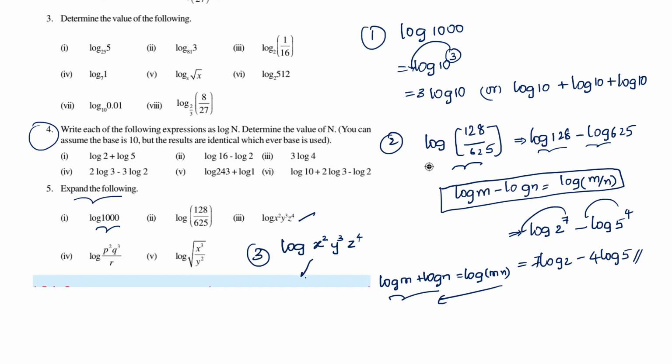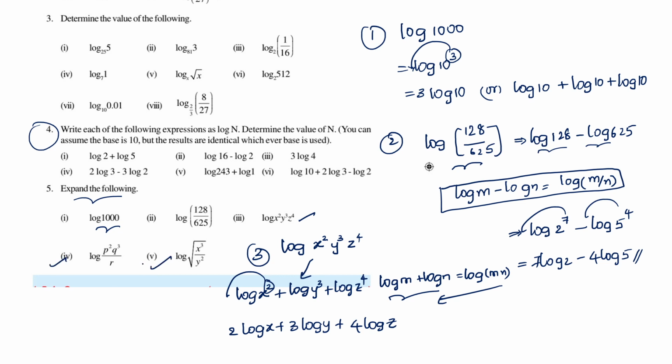So that's why log x square y cube z power 4 can be written as log x square plus log y cube plus log z power 4. Now log x square can be written as 2 log x, log y cube can be written as 3 log y, and log z power 4 can be written as 4 log z. So in this way you can do the fourth and fifth problems also, but let me give some other problems as homework.